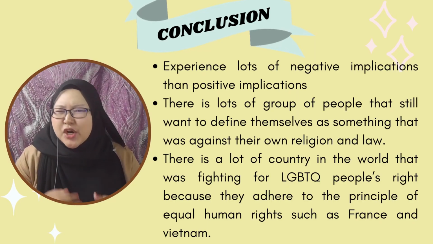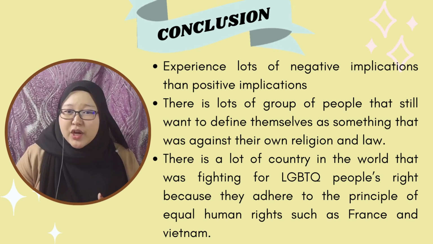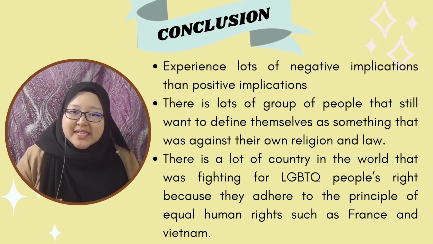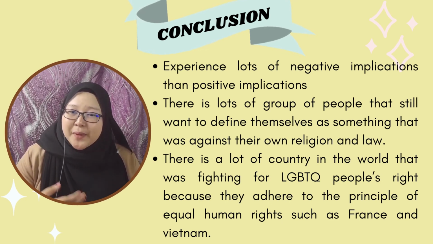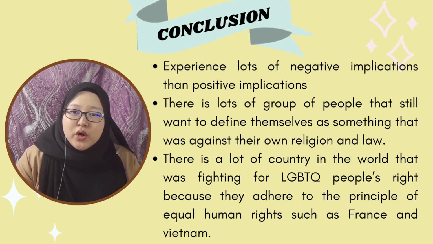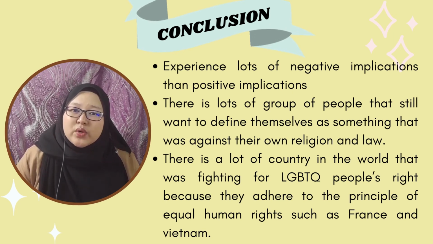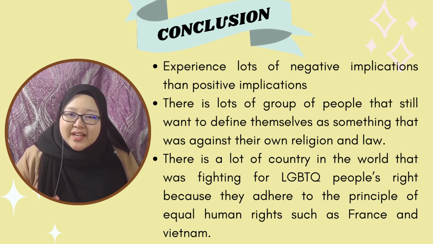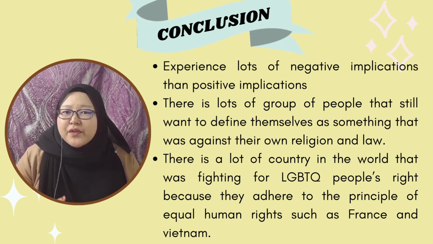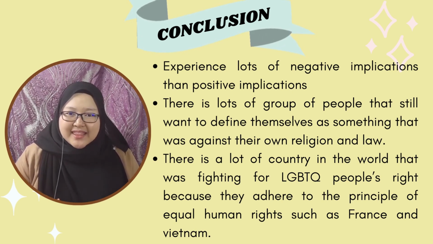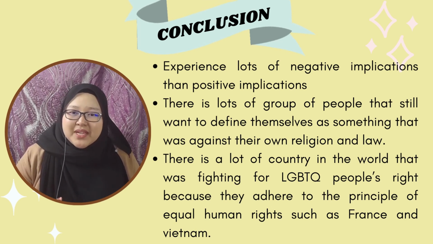In conclusion, sexual orientation can be defined as the direction of sexual feelings or behaviors towards individuals of the opposite sex, the same sex, or a combination of both. There are a lot more sexual orientation types that have been used worldwide. Although there are other sexual orientations in the world other than those commonly used and allowed in religious beliefs and legal in the law, there are a lot of groups of people that still want to define themselves as something that is against their own religious beliefs and law.